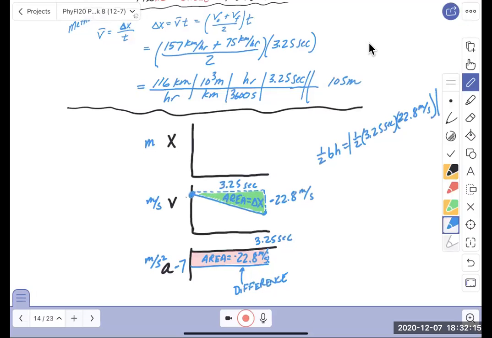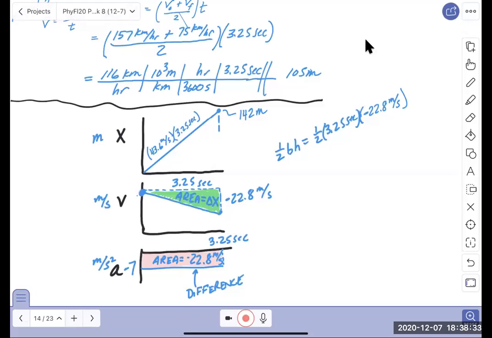I just thought of this method a minute ago, so let's see if this works. On live Zoom, 0.5 times 3.25 times 22.8 is 37. My delta x is really 105. All right, now let me think through this one, because something ain't right. Let me figure this one out.